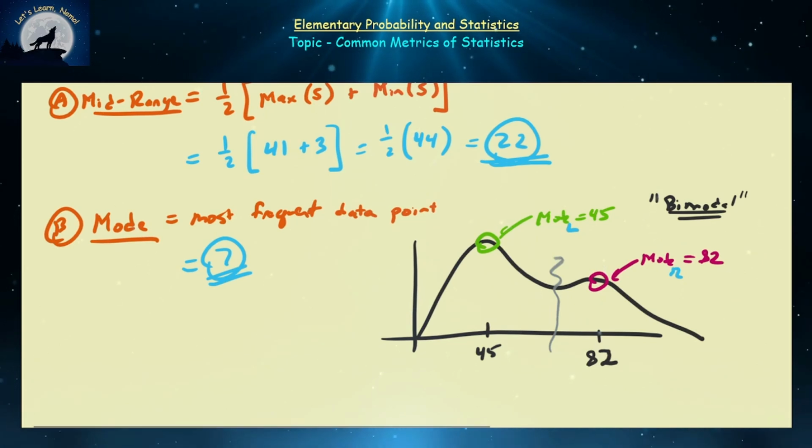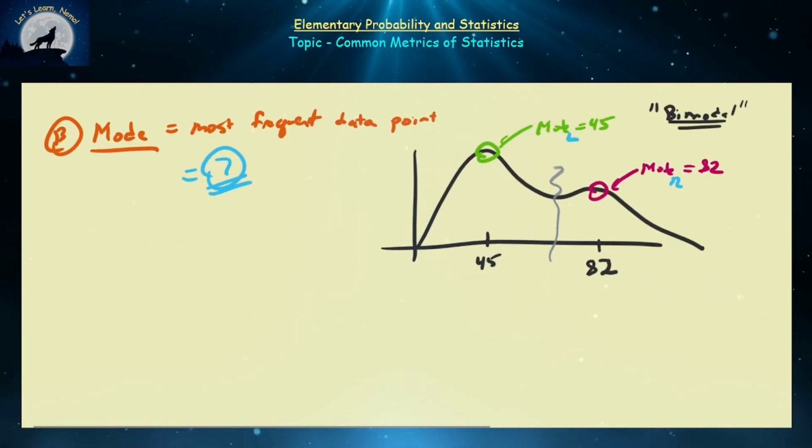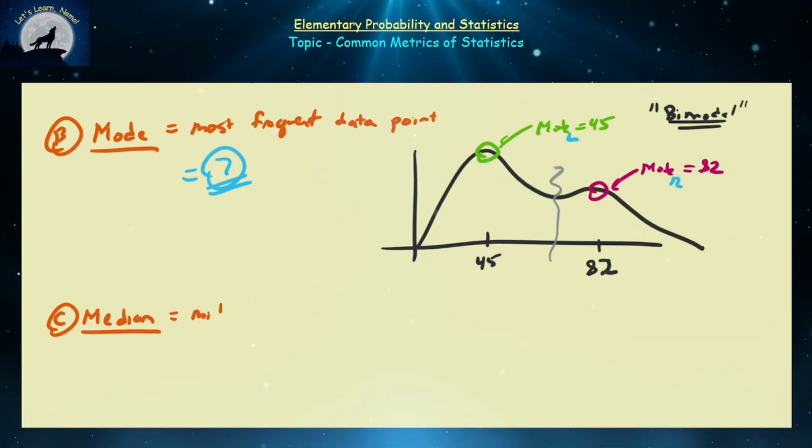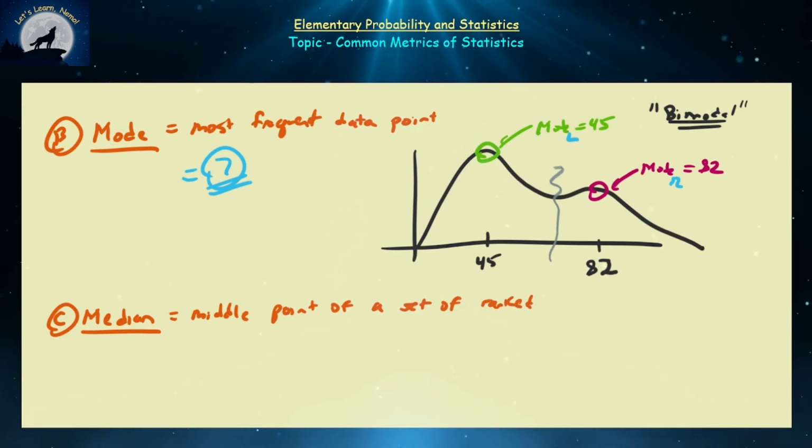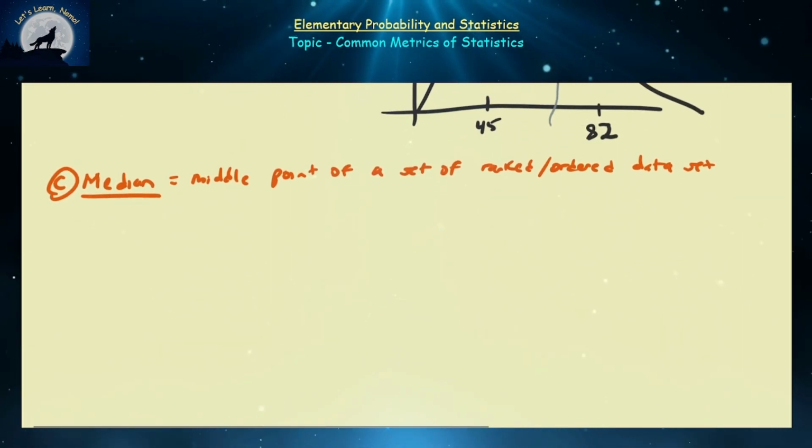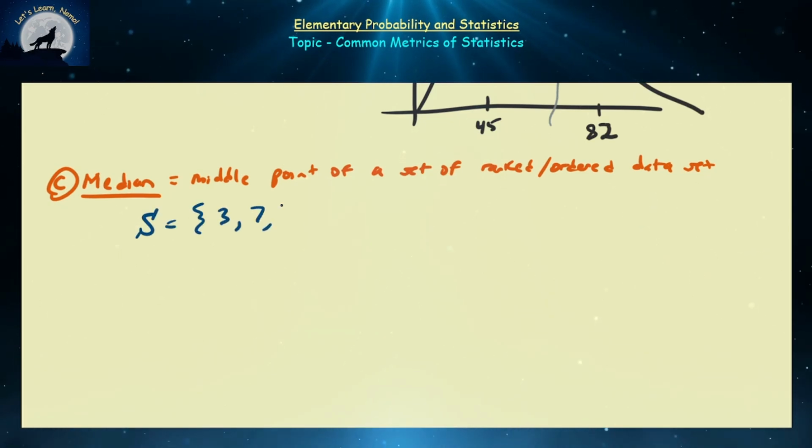The next metric that people will often use is referred to as the median of the data set, and this is the middle point of a ranked data set, some people will also use the word ordered from least to greatest. So let's go through an example of how to calculate the median. Keep in mind our set was equal to 3, 7, 7, 18, 22, and 41.